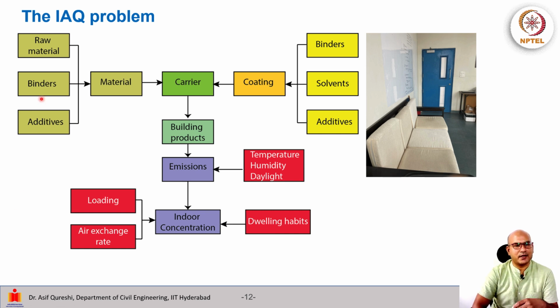So when we have this, we have so many things. We have the building material, the raw material itself, and the base material of the building, and what kind of coatings come on top of this material. All of it is a carrier, and on top of that are the building products. These building products lead to emissions, which are also dependent on the temperature, humidity, and daylight, so the meteorological conditions inside the room. All of these lead to an indoor concentration, which is also dependent on the dwelling habits, which is the movement of people, human activity, the loading from outside, and the air exchange rate, which is telling us how much the indoor air is being replenished from the outdoor air.